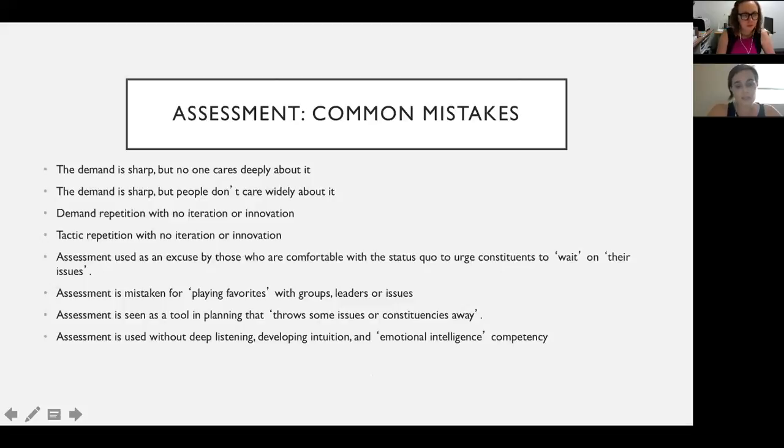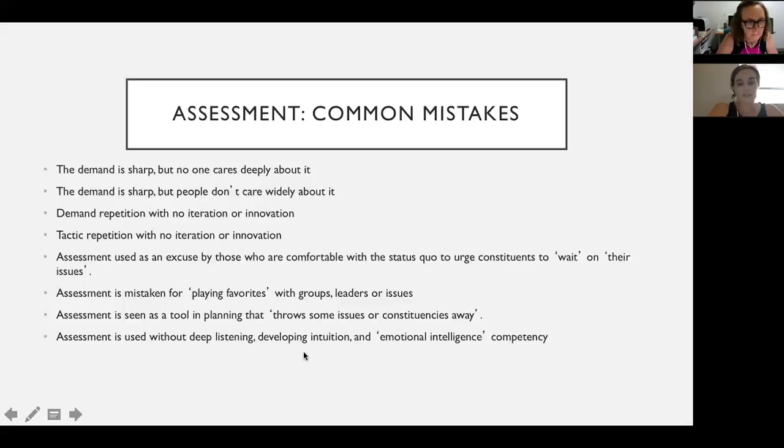Assessment is seen as a tool in planning that throws some issues or constituencies away. Again, when focus is mistaken for dismissal of real suffering, real issues, and problems that a variety of different communities are having. Organizing is about what is possible with who you're working with at what time in many ways. And so that doesn't mean that you can't use messaging frames that are broad enough to actually say, this is the big picture, this is what we're focused on now.